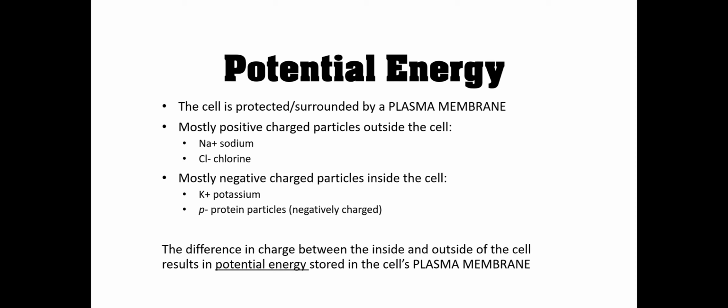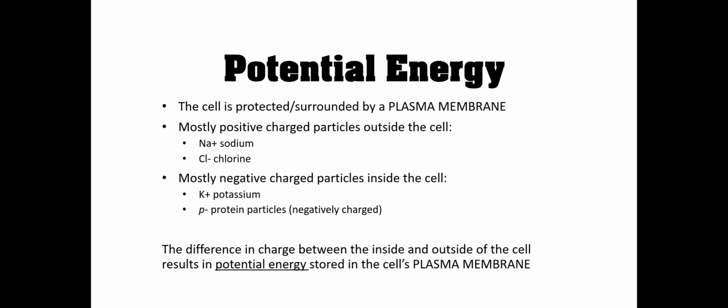Now inside of the cell are potassium ions, which are positively charged, but mostly inside of the cell are negatively charged protein particles. So outside of the cell is mostly sodium ions, which are positive. Inside of the cell are mostly negative protein particles.